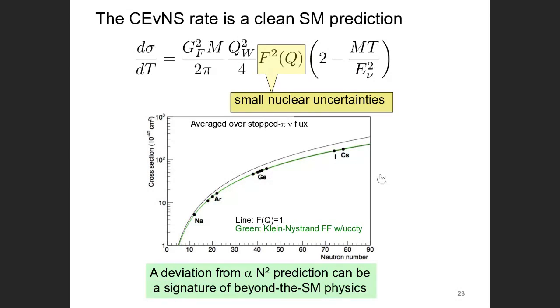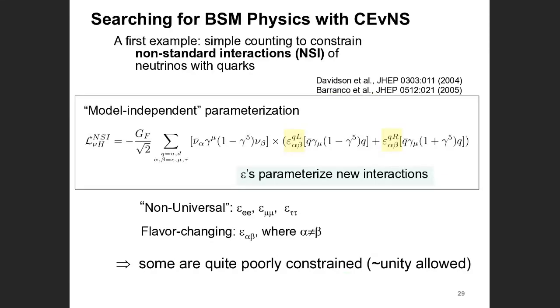And so the idea here is, because this is a well understood cross-section, the signature of some kind of physics beyond the standard model would violate this N squared dependence. And so what you want to look for is a difference from expectation. And this is an example.